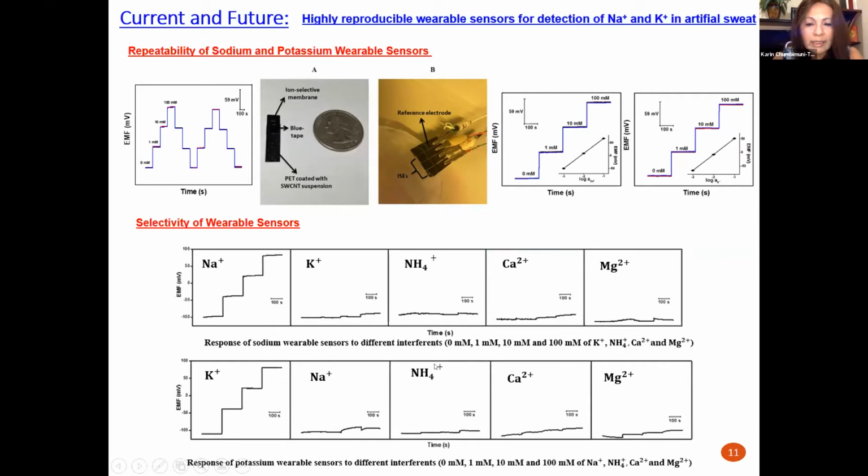Here is the selectivity of our sensor for different ions, and this is the response of sodium and potassium for 3 sensors at the same time in artificial sweat.